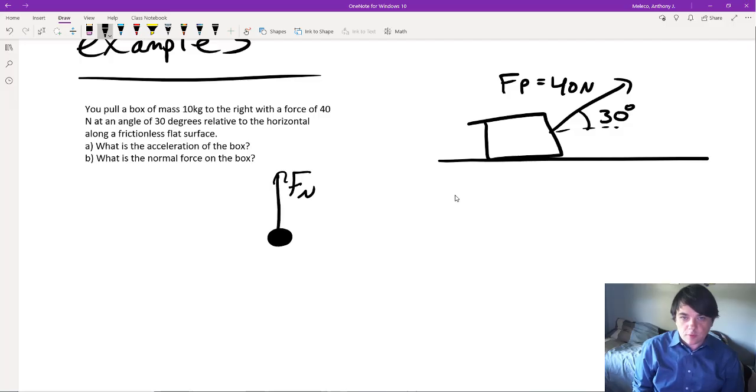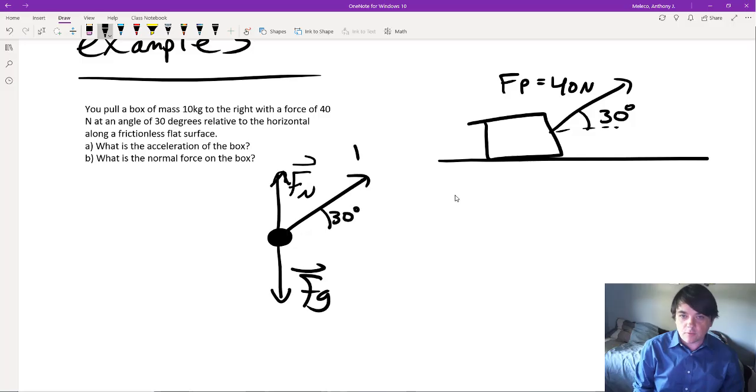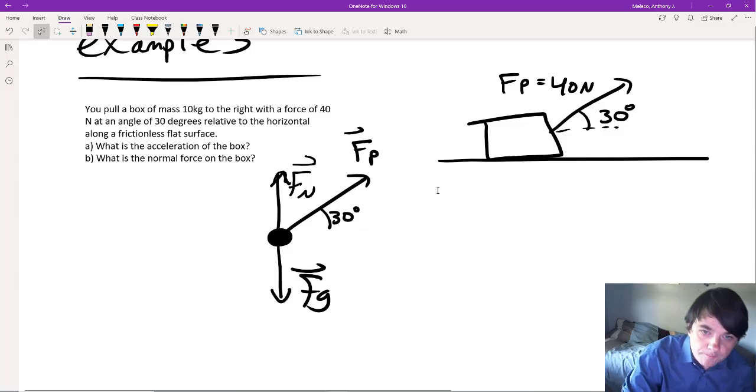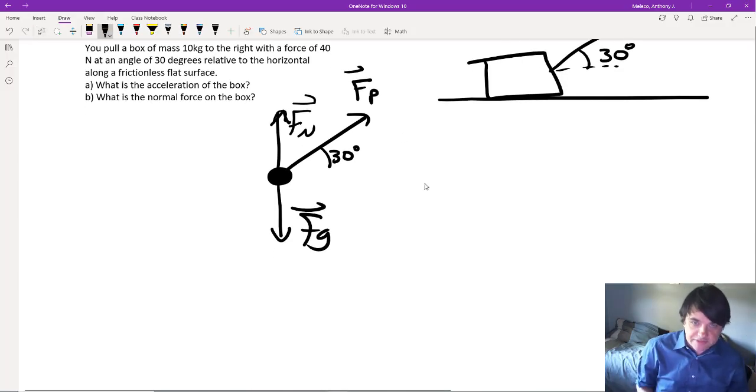Normal force. Even though we are moving to the right along this surface, we're still contacting it, and we're still perpendicular to that. Okay, it's still a flat surface, so normal force would point straight up into the object. Gravity still points down. We're still on Earth. Nothing's changed there. And now we're pointing up at this 30-degree angle. We can call this just F of P. Okay.